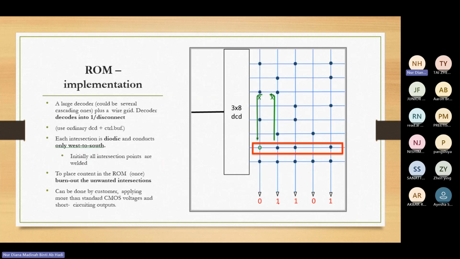Okay, next, ROM implementation. A large decoder could be several cascading ones plus a wire grid. The decoder decodes into one or disconnect. Usually they will use an ordinary decoder plus control buffer. Each of the intersections is a diode and conducts only west to south. Initially, intersection points are welded. To place content in the ROM, you burn out the unwanted intersections, which can be done by the customer applying more than standard CMOS voltage and short circuiting the output.